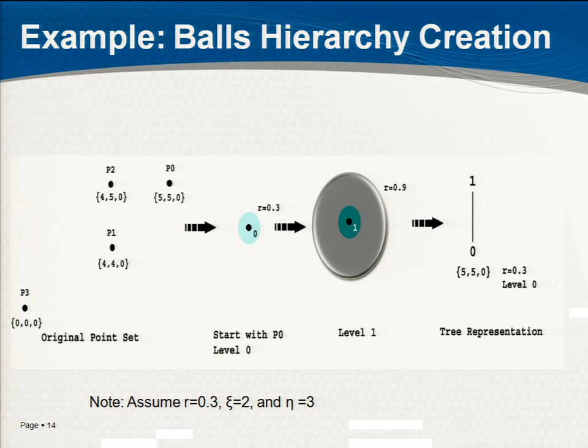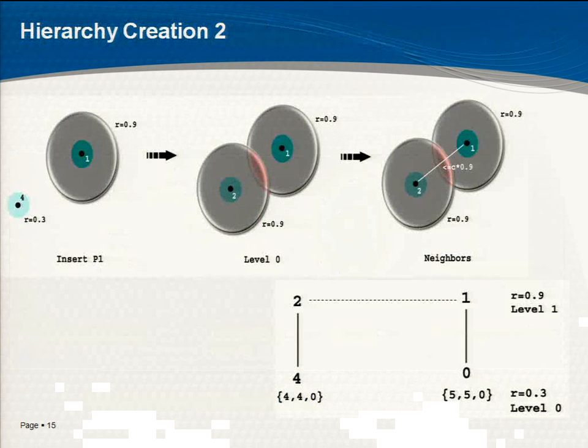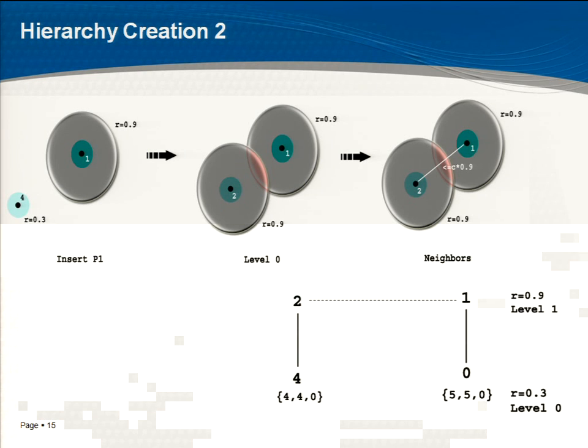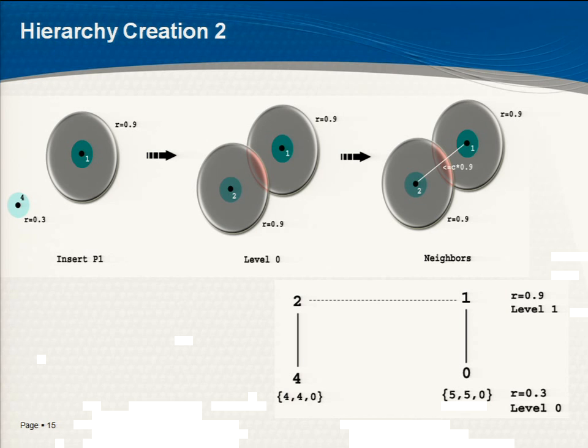At that level comes 0.9. So the same point is in two different levels. Now the second point comes. The first point was that one. The second point comes. In this level it will always be presented. Expanded to the second level.